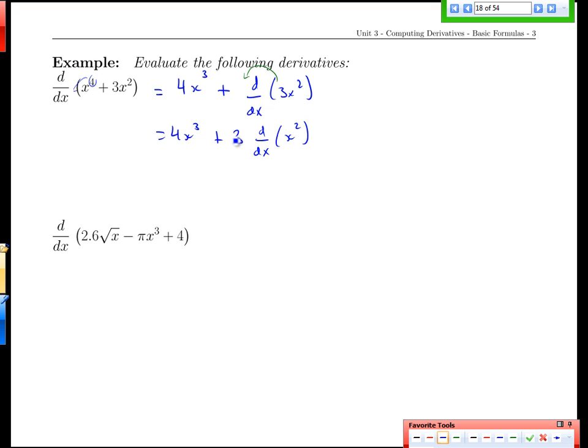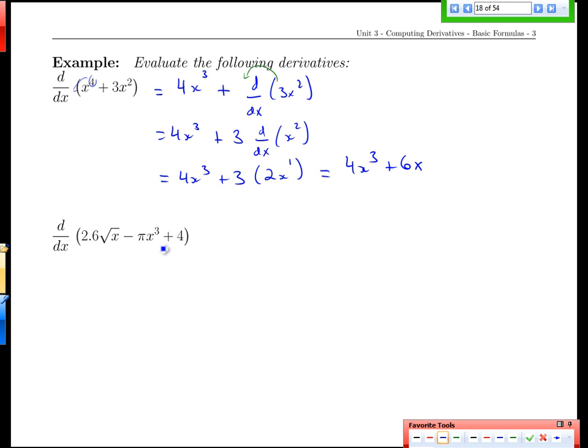So we have 3 times the derivative of x squared instead of the derivative of 3x squared. And the derivative of x squared is 2x to the power 1. And of course, we don't usually put the power 1 in there. So we simplify down to 4x cubed plus 6x. So if we wanted to know the slope at any point on this function, on this graph, this formula would give us the value of the slope.